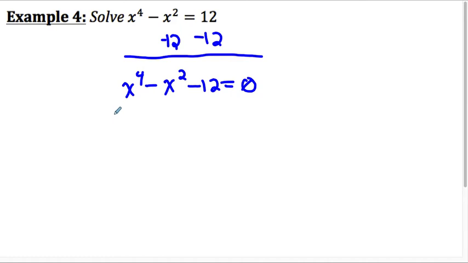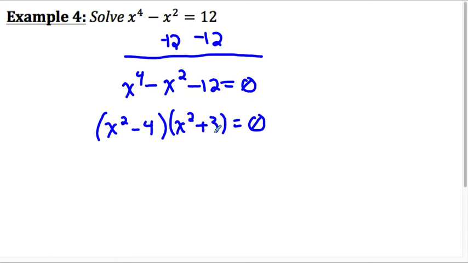Now, going into our next step, again, this is going to be an x squared, right? Both of these parentheses are going to start with x squared. And we want to find out what two numbers will multiply to give us negative 12 and add to give us negative 1. So that's going to be a negative 4 and a positive 3. Okay, negative 4 and positive 3.